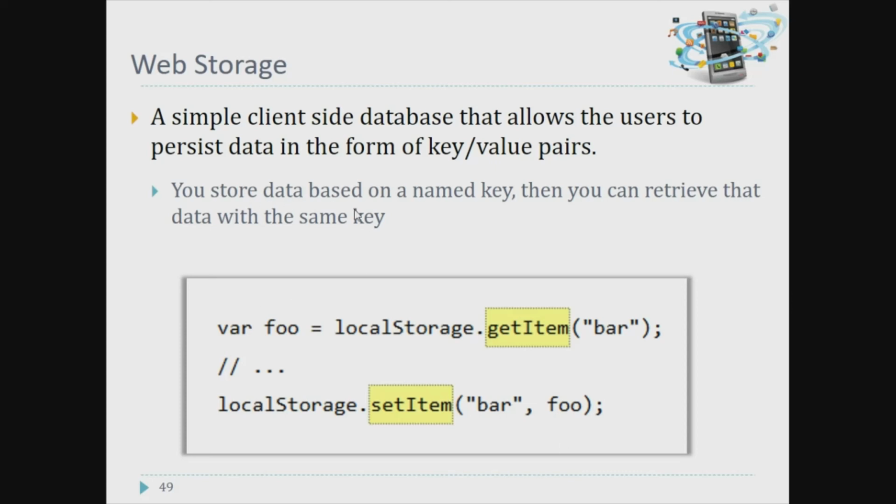You store data based on the name key, and then you can retrieve the data with the same key. For example here, localStorage.getItem and localStorage.setItem. So this is an example using the key: you name it using a key, and you can retrieve it using the same key.